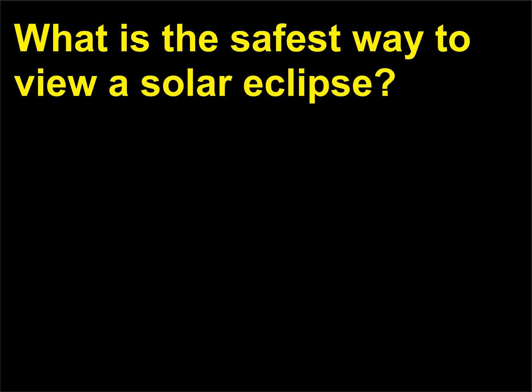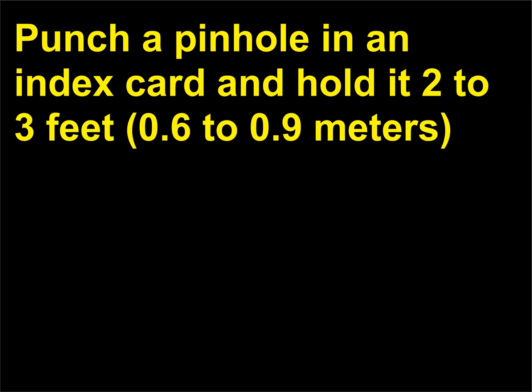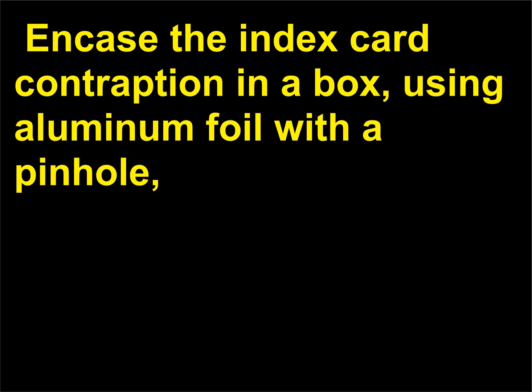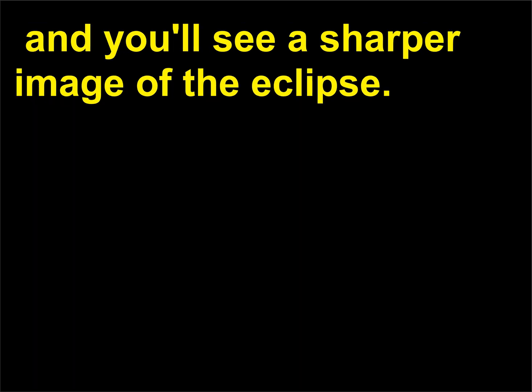What is the safest way to view a solar eclipse? Punch a pinhole in an index card and hold it 2 to 3 feet, 0.6 to 0.9 meters, in front of another index card. The eclipse can be viewed safely through the hole. Encase the index card contraption in a box, using aluminum foil with a pinhole, and you'll see a sharper image of the eclipse.